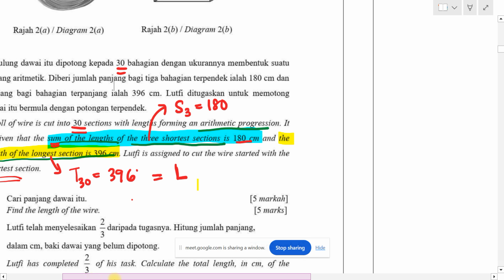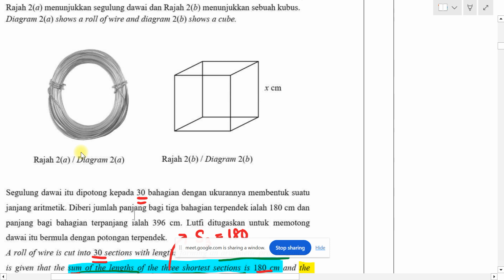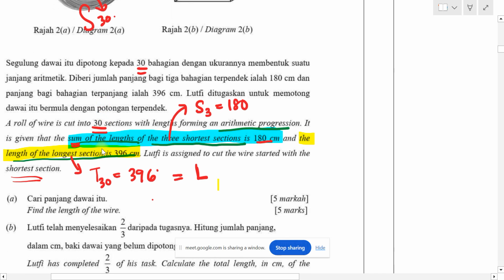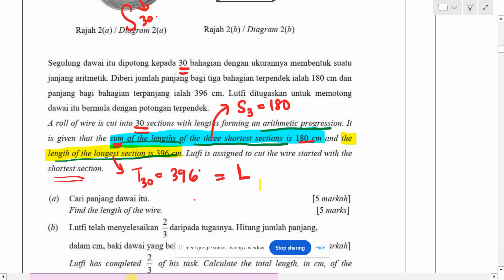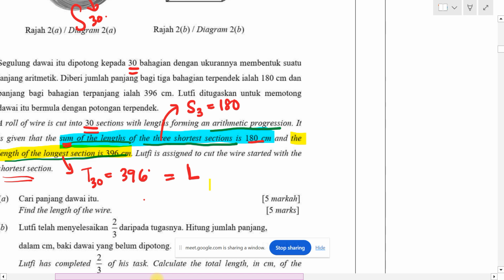Now what do they want? Find the length of wire. This wire is cut into 30 pieces, so if you sum up all 30 pieces, you get the total length of the wire. Before that, the problem is we don't know the a. It's an arithmetic progression, and we don't know the a and we don't know the d. So from the given expressions, we first try to get a and d.